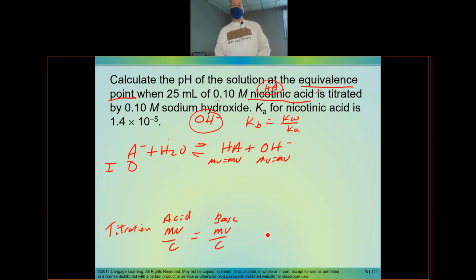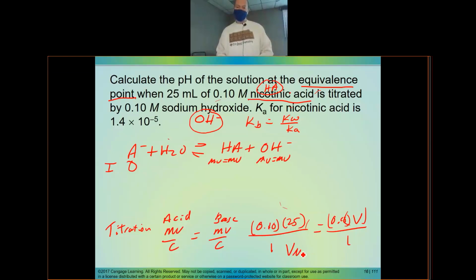All right, and so I have my acid numbers. I have a molarity of 0.1. I have a volume of 25. I have a coefficient of 1 for my base. My base also has a 0.1 molar. The volume is what I'm solving for, and the coefficient again is 1. All right, so you don't need a calculator to figure that out. It's 25. All right, so the volume of NaOH at the equivalence point is 25.